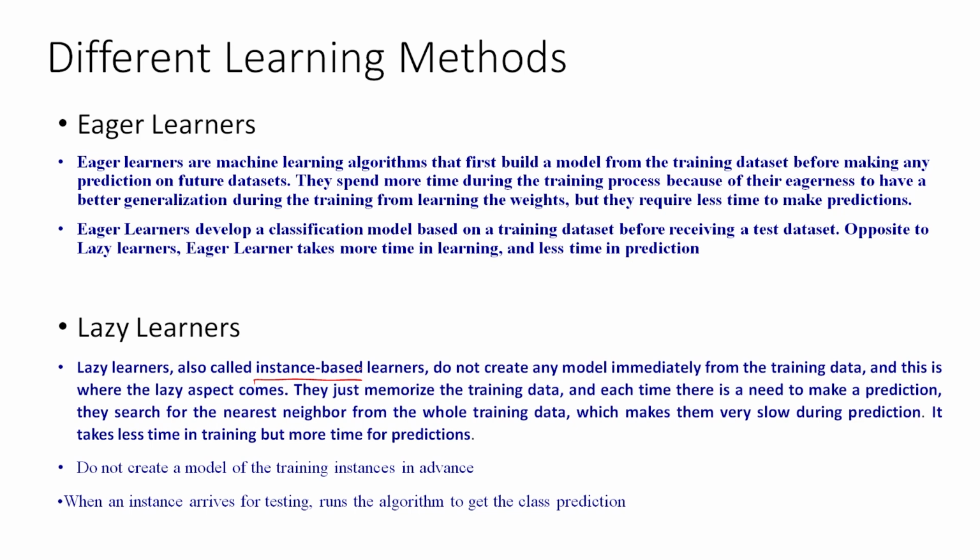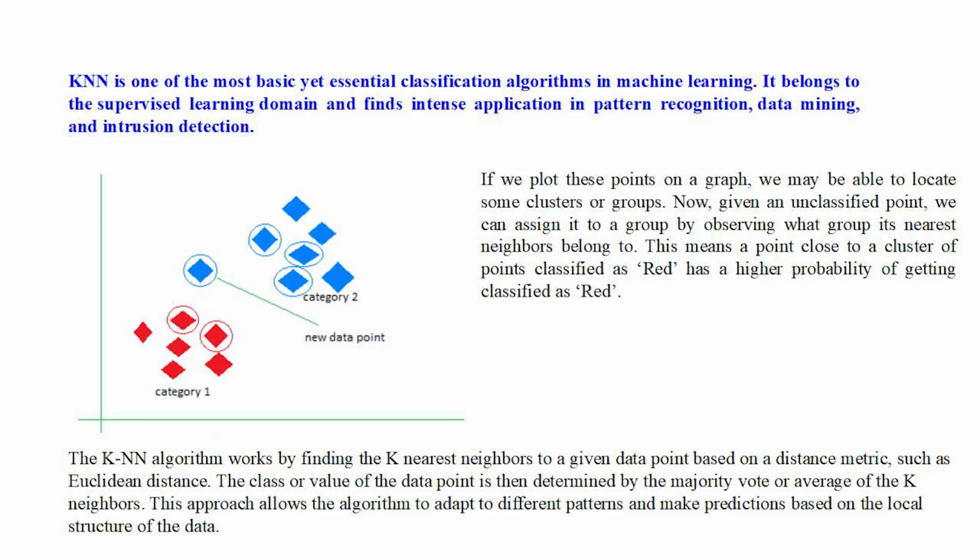KNN comes under lazy learners. Remember, ANN comes under eager learners. They first develop the model, learn it, and then predict. So KNN becomes very basic.